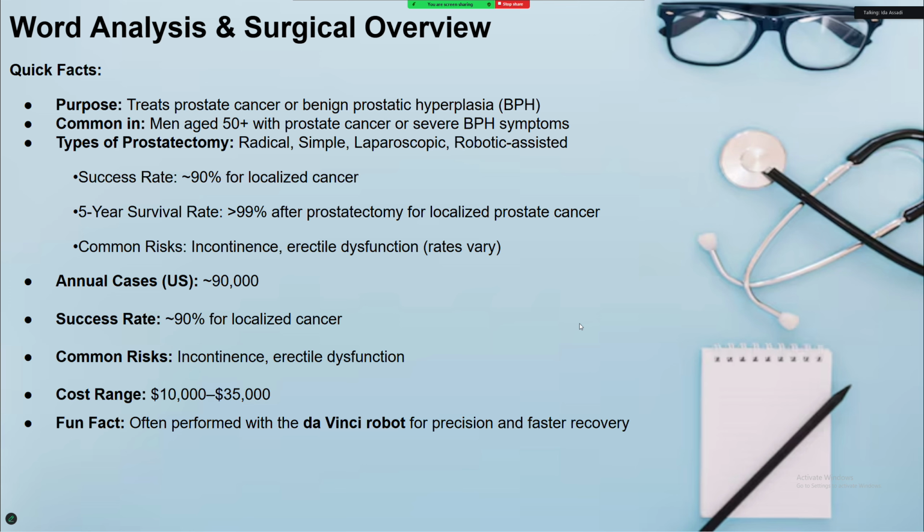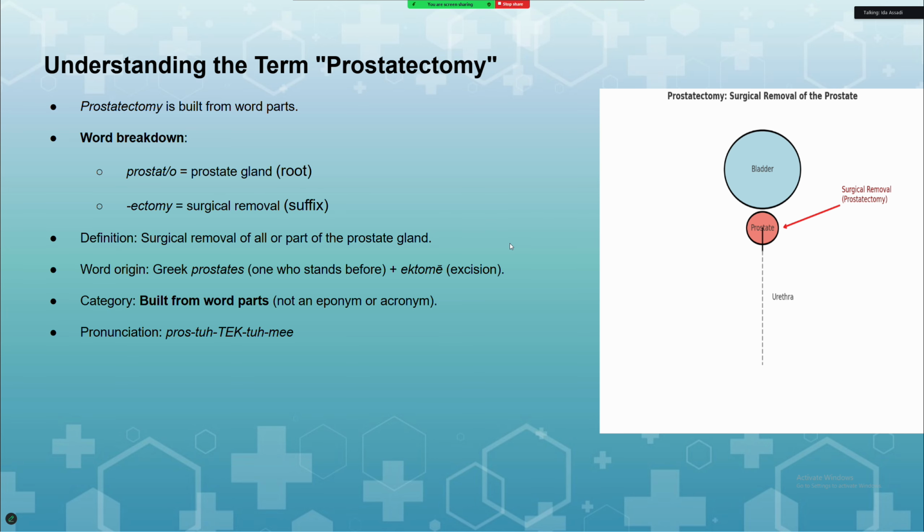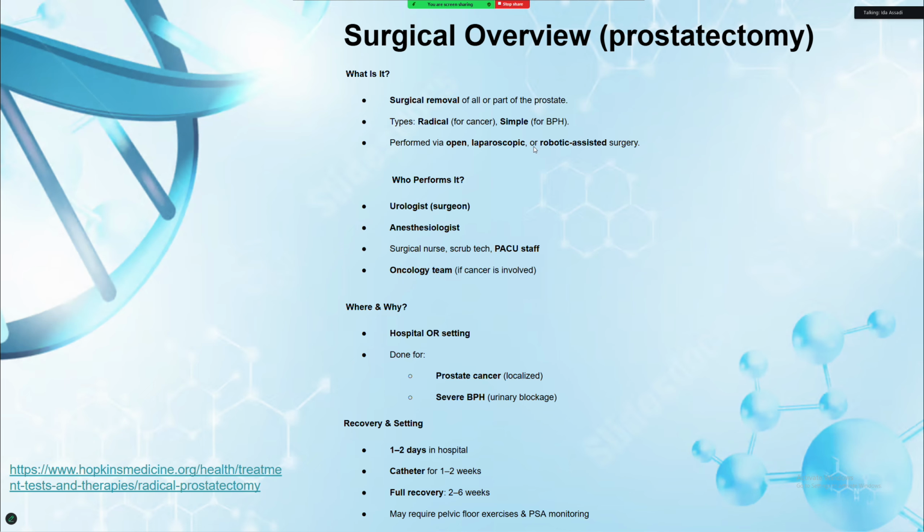A fun fact is that many prostatectomies today are performed using the Da Vinci robotic system, which allows for highly precise movements and often leads to faster recovery. The surgery usually takes place in a hospital's operating room, and it's done to treat localized prostate cancer, as I mentioned, or severe BPH when there's significant urinary blockage.